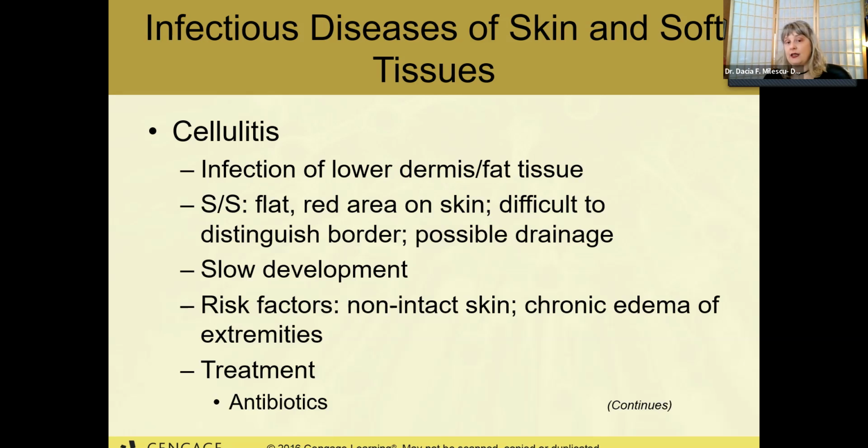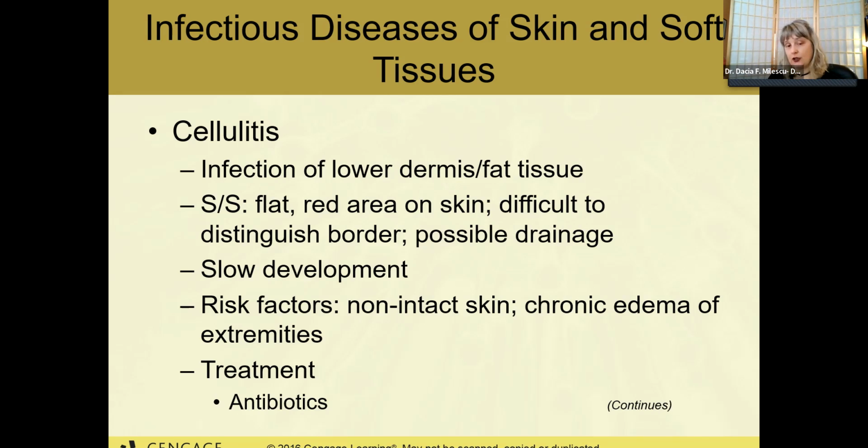Flat, difficult to distinguish the borders. So usually we would use something to color the area and see if it's spreading, if it's getting worse. Slow development, unless it's a diabetic, then it's fast, okay? Non-intact skin, so that could include anything from a simple cut to a blister to an open wound like an ulceration. Chronic edema, so someone with venous insufficiency and venous stasis ulcers is a culprit to cellulitis.